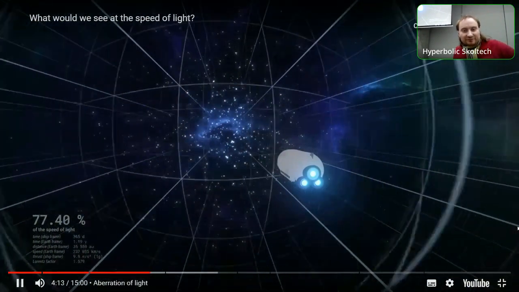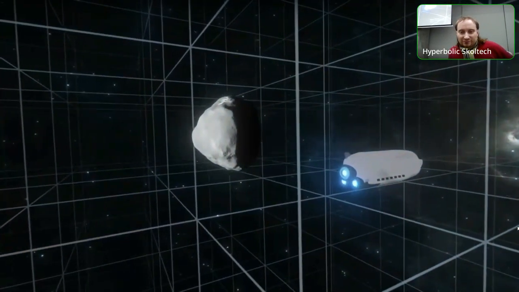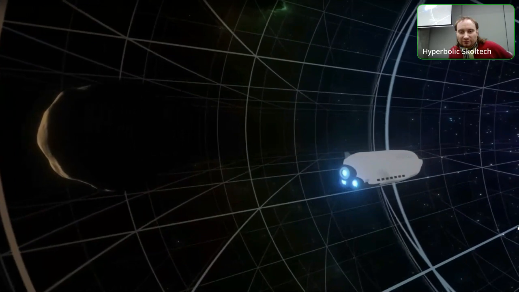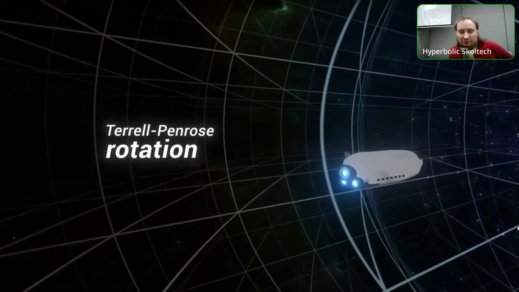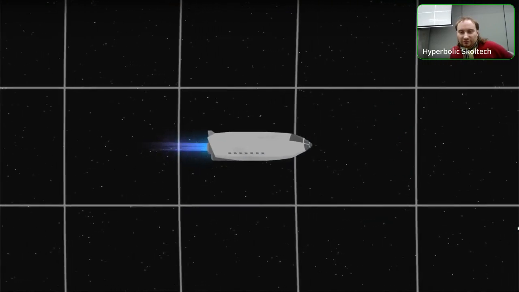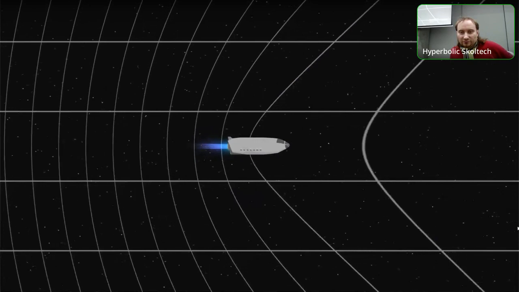Lines bend. If we were to go past an object, it would appear to be slightly angled in our direction. This is called Terrell-Penrose rotation. As we move very quickly, images of objects seem contracted in front of us, and perspective is strongly distorted.